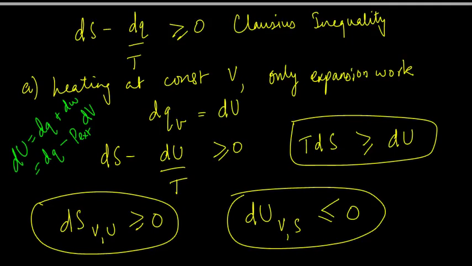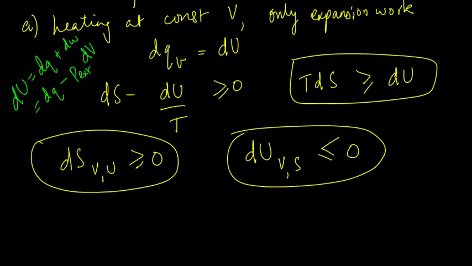But I also showed you this one, right? Did I show you this one? No. Okay, then we could do that. I think I did. dS minus dq by T is greater than 0. Yes, I think I did.